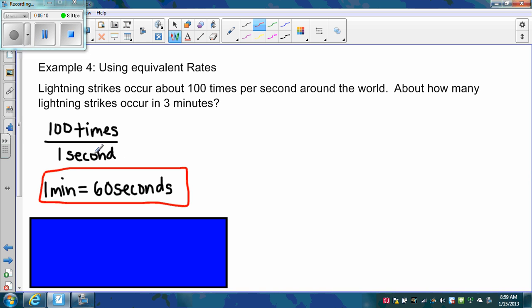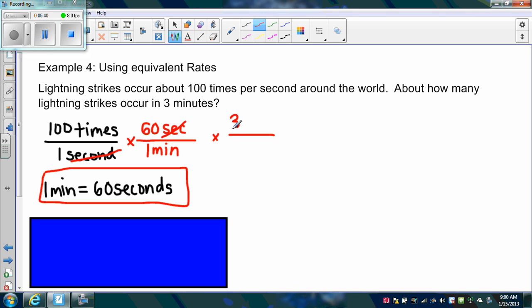We want to get rid of this second on the bottom here. So we're going to multiply by an equivalent rate. But we want seconds to cancel out. In order for seconds to cancel out, that means we need to put the 60 seconds on top since it's already on the bottom. So 60 seconds over 1 minute. Now our seconds are going to cancel out, and we're left with 100 times per minute, but we want 3 minutes. So then we can multiply by 3 minutes, which is going to, the minutes are also going to cancel out, leaving us only with the number of times, and that's how many we want.